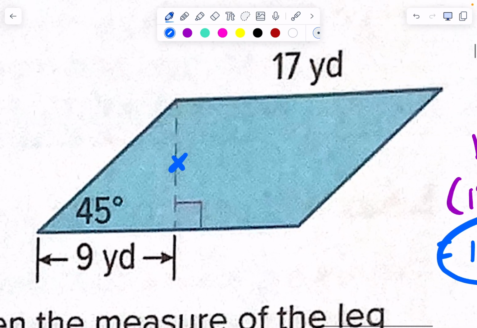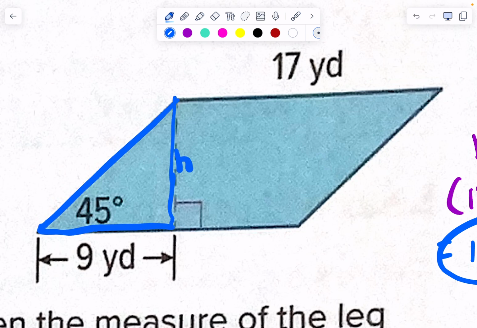Let's call this height X, or we could call it H, whatever. Let's call it H. Let's just focus on this triangle right here. 45 degrees is this angle, 9 is this side here. We could do the SOHCAHTOA thing. Have we done SOHCAHTOA stuff in here yet? Yeah. Okay. So if we're doing 45 degrees, H is going to be the opposite, 9 is the adjacent.